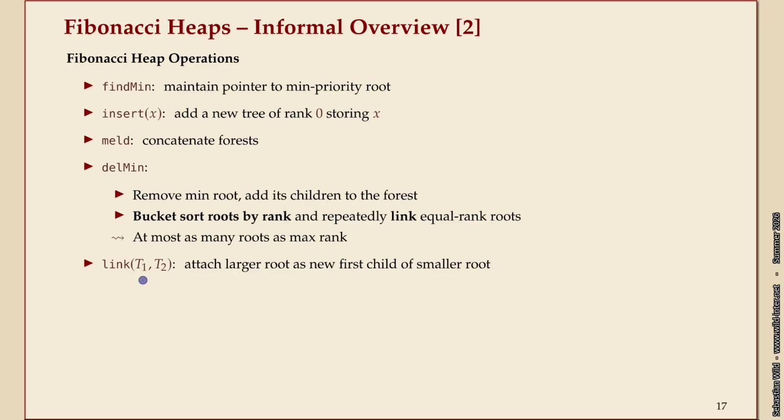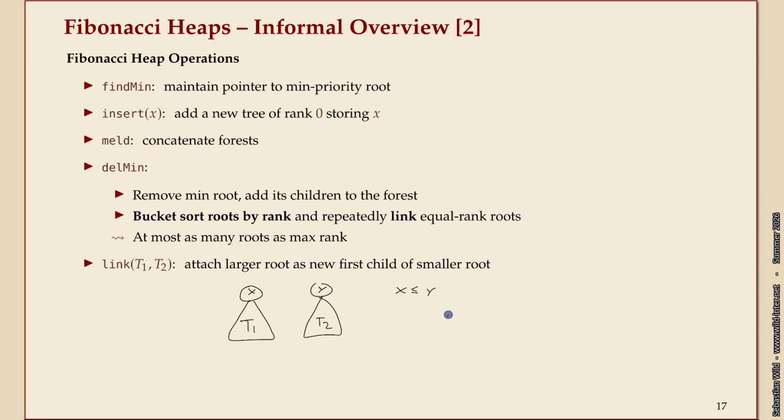What does link do? Link gets two trees, or their roots rather, and just takes the smaller of the two as the root of the new tree and makes the other a new child of that tree. So this could look like this. Here's one. That's T1, that's T2. And say this is X, this is Y, and say X is smaller.